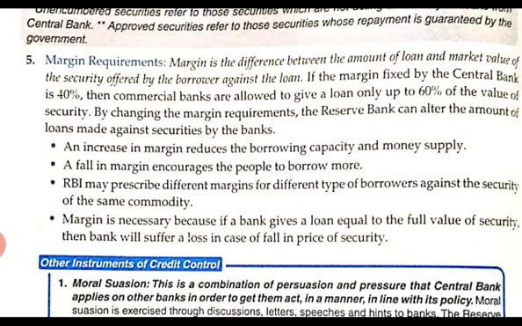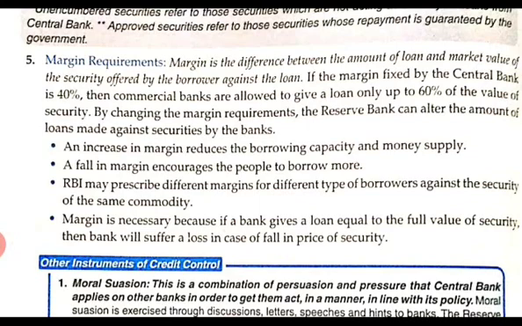So when there is a decrease in money supply, the margin requirement will decrease. Okay, so a fall in the margin requirement encourages people to borrow. When there is a decrease in money supply, the margin requirement will decrease so that people can borrow. Borrowers are encouraged to borrow from the RBI. RBI may prescribe different margins for different types of borrowers against the security of the same commodity.